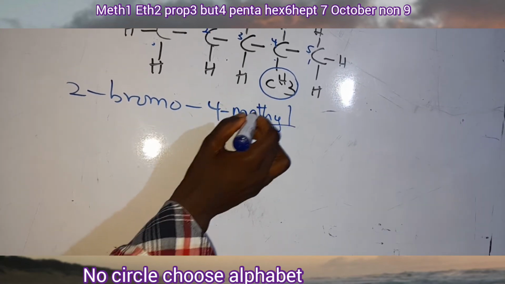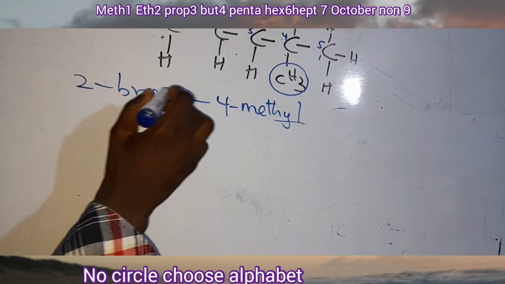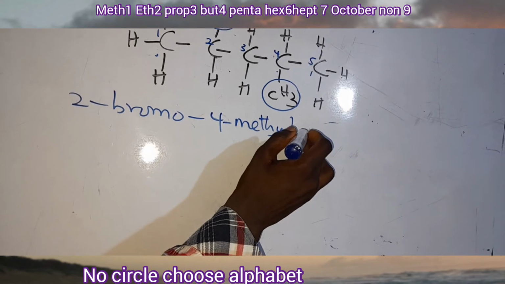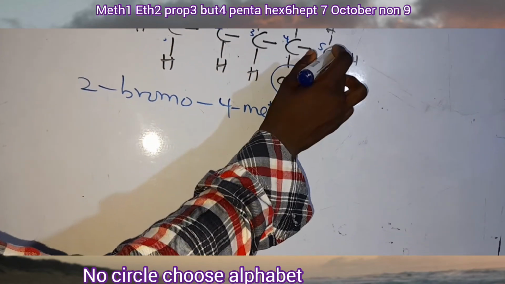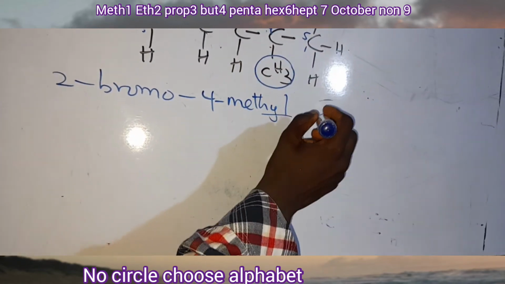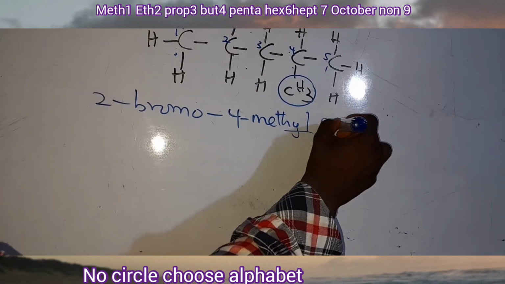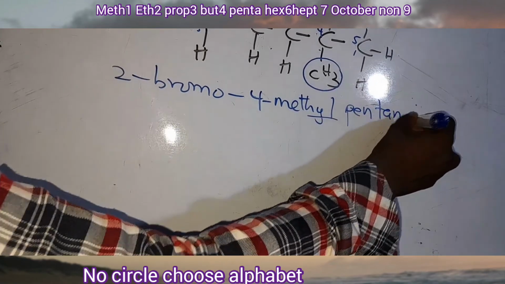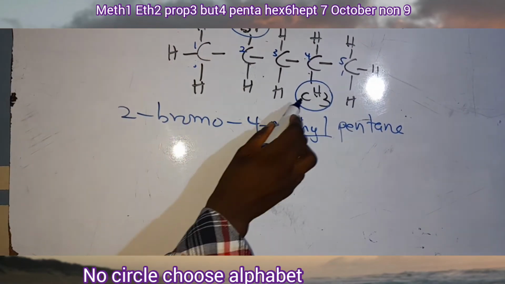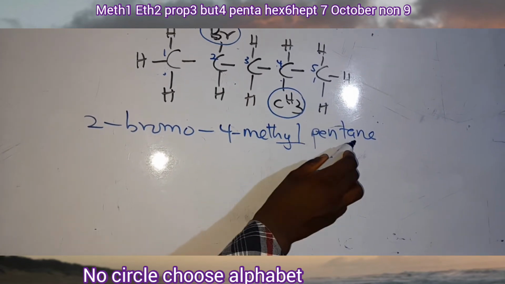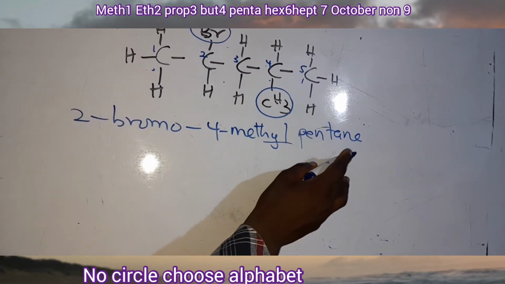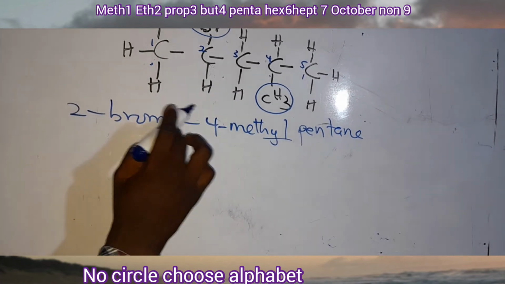Because it's 1 carbon, so 4-methyl. So 2-bromo, 4-methyl. What's the highest number here? The number here is 5, so it becomes pentane, pentane when the carbon is 5. So 2-bromo, 4-methylpentane. Have you seen it? This is how we name organic and inorganic substituents.